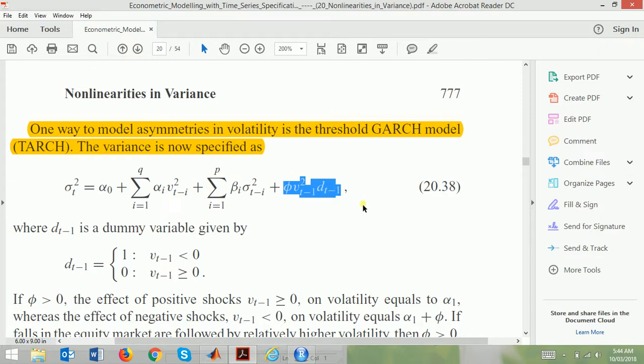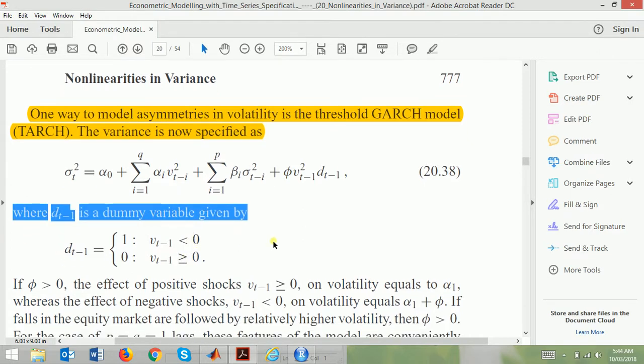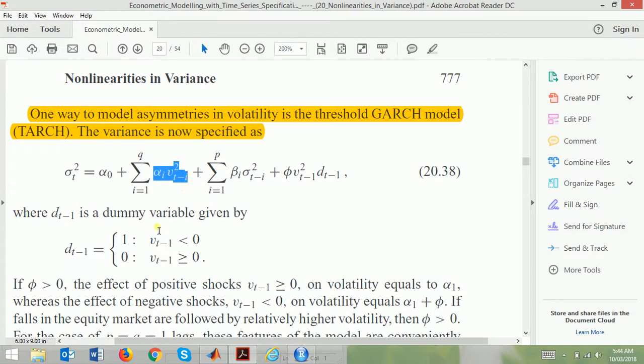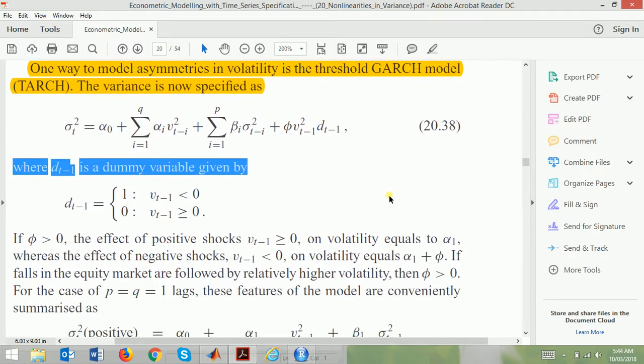Now d t minus 1 is a variable given by a dummy variable, and the dummy variable takes 1 if the variance is less than 0, and is given 0 if the variance is greater than 0. So that's the dummy variable, and we need to specify it ourselves with a logic function. The TGARCH model works only if phi is greater than 0. So phi has to always be greater than 0.